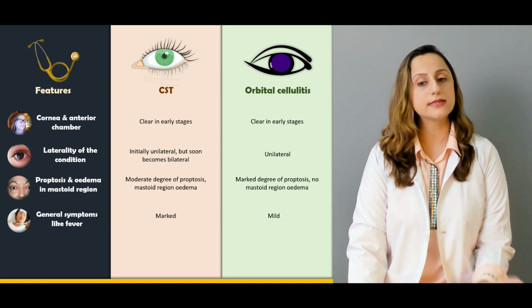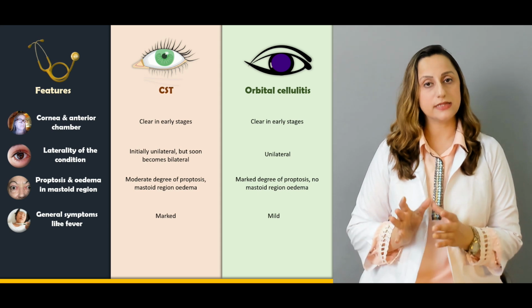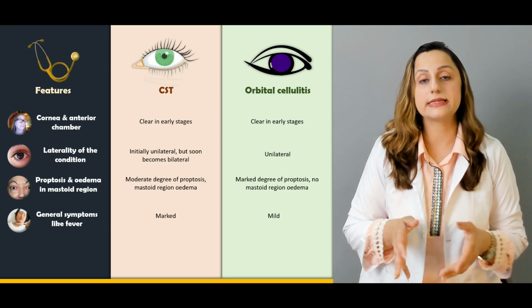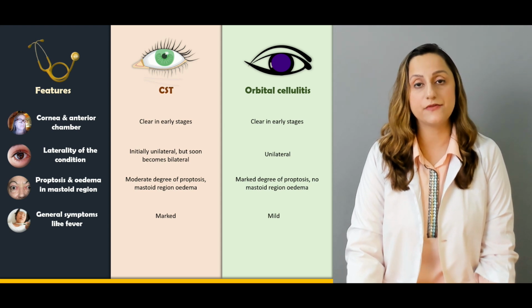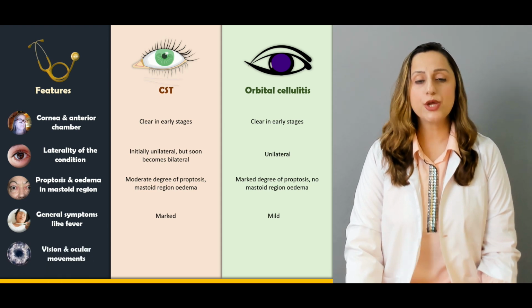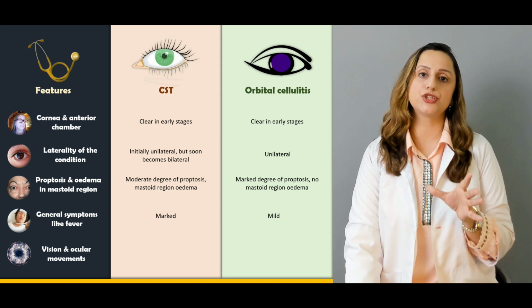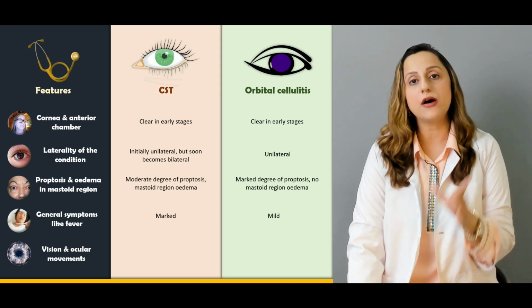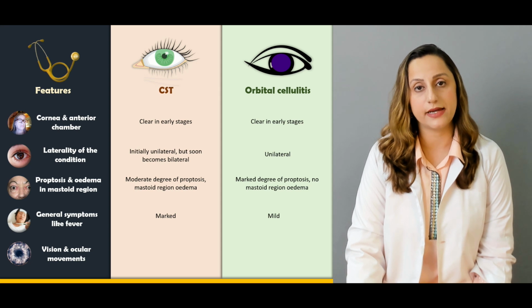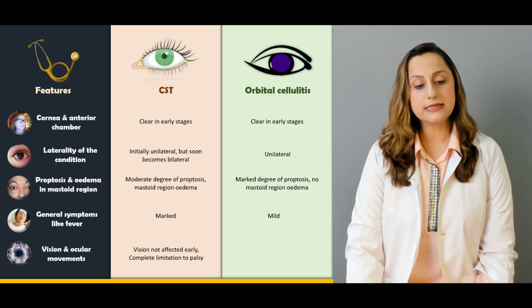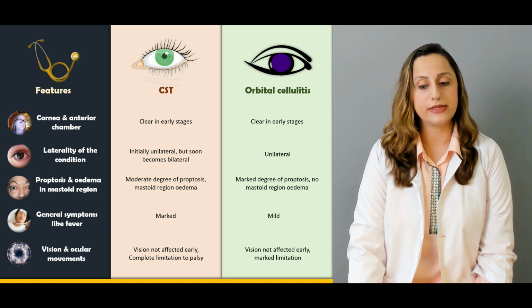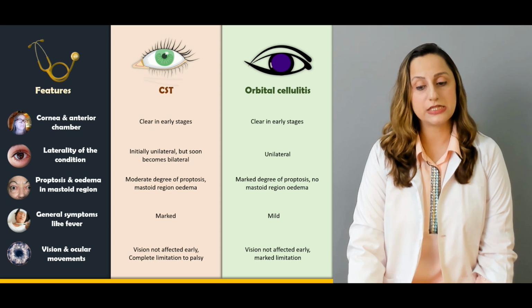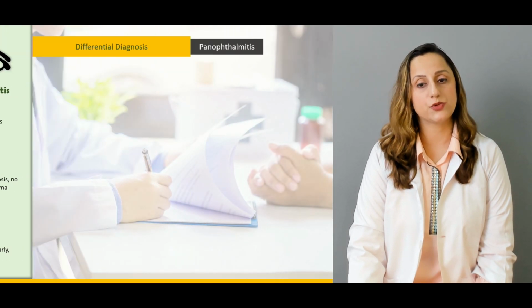So this is a comparison between orbital cellulitis, or if this orbital cellulitis has involved the cavernous sinus and finally ends up in the cavernous sinus thrombosis. We can also relate to these conditions as CST being one of the complications of orbital cellulitis. When we consider the vision and the ocular movements, the vision is not affected early. Either there is complete limitation or the palsy. The vision is not affected early and there is a marked limitation noted.